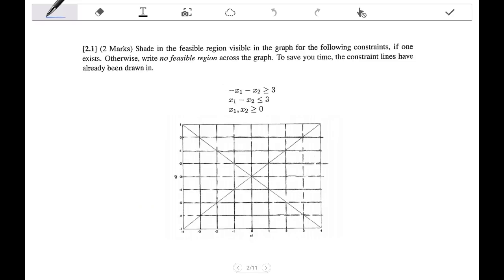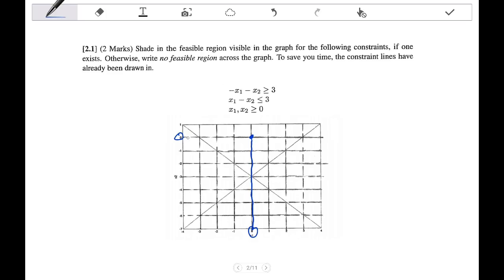Since you already have a graph and the constraints, what you have to do is shade the visible region if it's there, and if it's not there, just write no visible region. Then let's look at this. The first thing to do when you're given this question is to identify the origin of the graph. So the origin is this. We have a 0 here and a 0 there. So this is the origin.